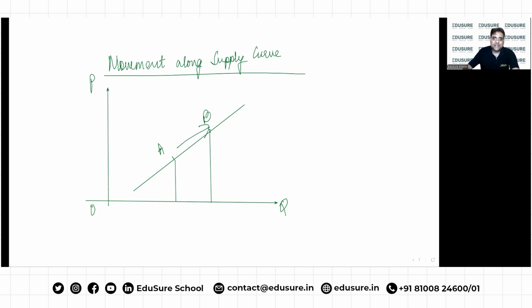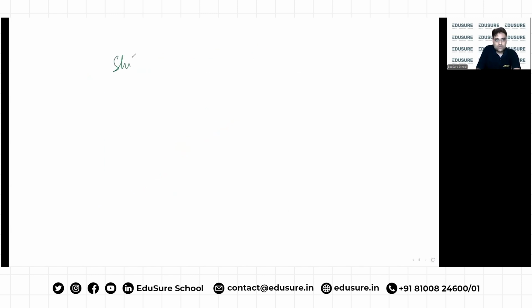The upward movement takes place when the price of the commodity increases, leading to an increase in the quantity supplied. And the downward movement will happen with the decrease in the price, leading to a decrease in the supply. So if this is A to B, the decrease would be A to C. This is movement. Let's now talk about shift of the supply curve.